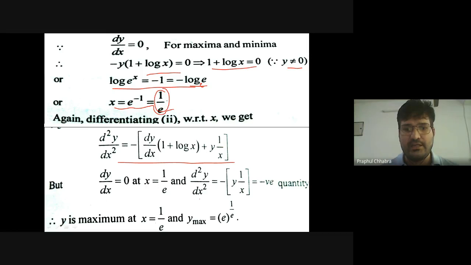We will obtain a negative quantity. It's a simple calculation, we can put it very easily. So we are obtaining a negative quantity. Since d2y upon dx2 at x is equal to 1 upon e is negative, therefore x is equal to 1 upon e is the maximum. So x is equal to 1 upon e will be maximum.